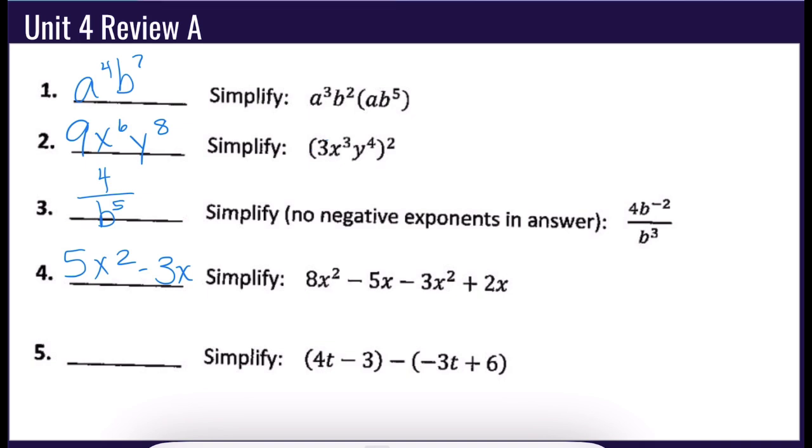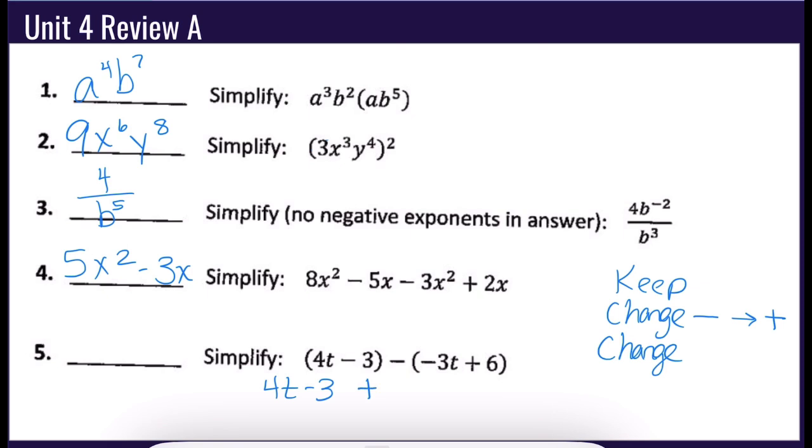So we're going to go all the way back to the idea of keep, change, change. And remember that keep is you just keep the first term exactly how it is. So that would be 4t minus 3. Your first change is always that subtraction becomes a plus sign. So this guy is now going to be a plus.